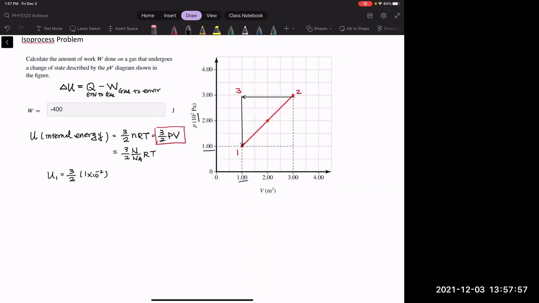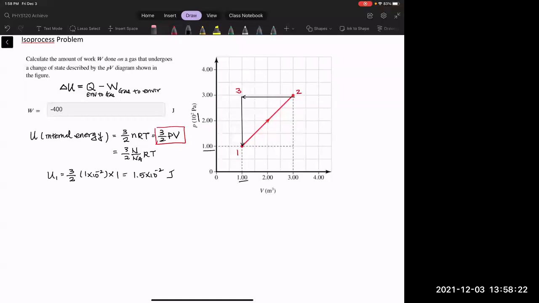And what is V? V is 1. So that gives you the internal energy of 0.1. Okay. All right. So that is 1.5 times 10 to the negative 2. And the unit for this is joule. You can do the rest of them. I'm not going to spend time to talk about each one of them.